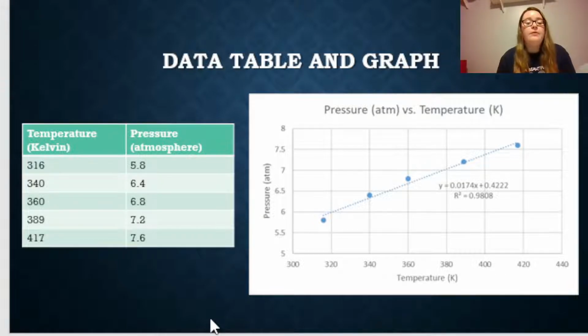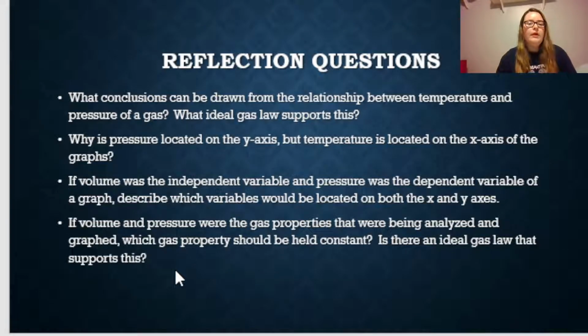And the same exact thing happened. Whenever I increase the temperature, the pressure increased as well. It went from 5.8 atmospheres all the way up to 7.6 atmospheres at 417 Kelvin. So again, I included the slope-intercept formula, and included an r-squared value for the data. But again, students will come to the conclusion that the temperature and the pressure are directly proportional whenever volume is constant. Okay. So then the following could be reflection questions that this teacher or educator could add to the active learning presentation to help with student learning.